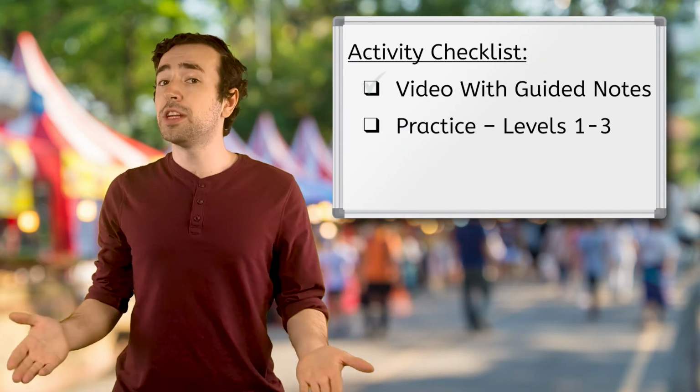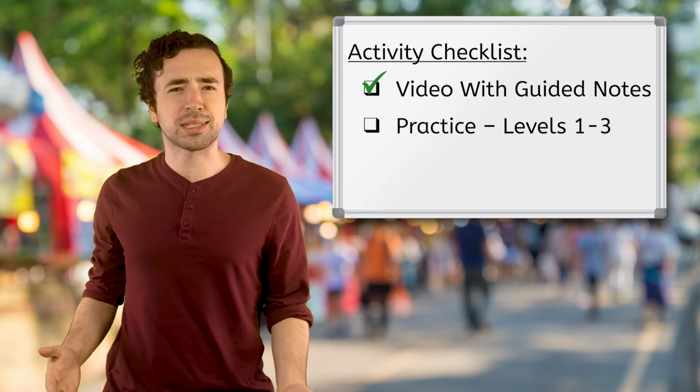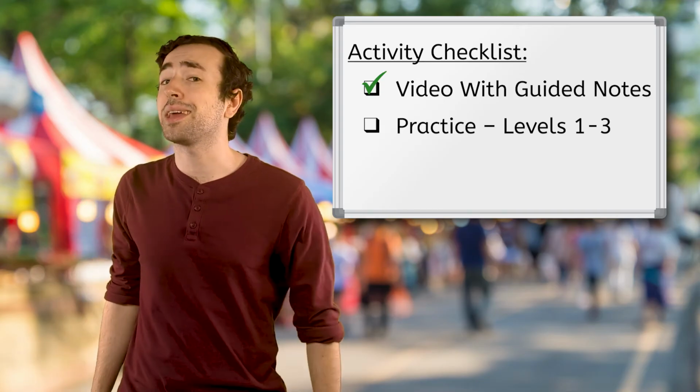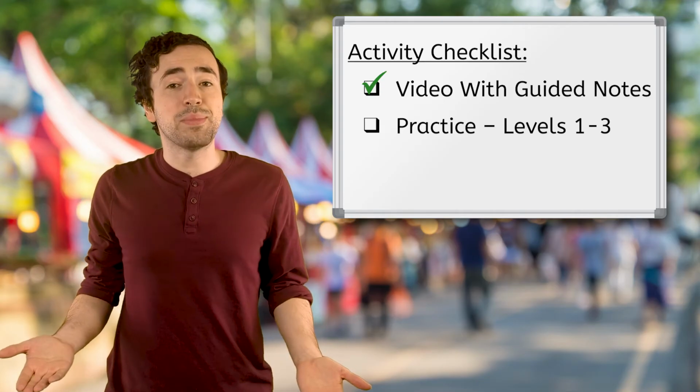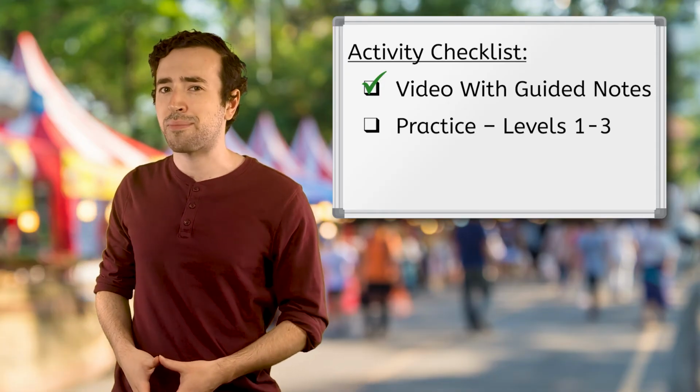Nice work, mathematicians! We confirmed that the same rules apply for adding and subtracting all rational numbers: integers, decimals, and fractions. For now, finish the guided notes and practice levels 1 through 3. And until next time, keep questioning, keep calculating, and remember, the type of number may be different, but the rules for adding and subtracting stay the same.